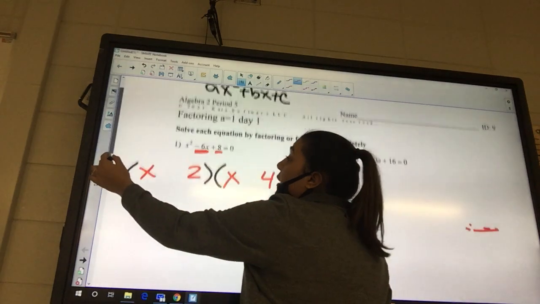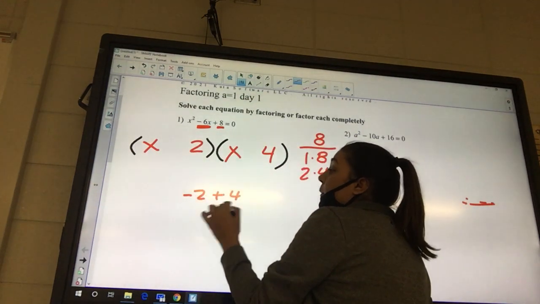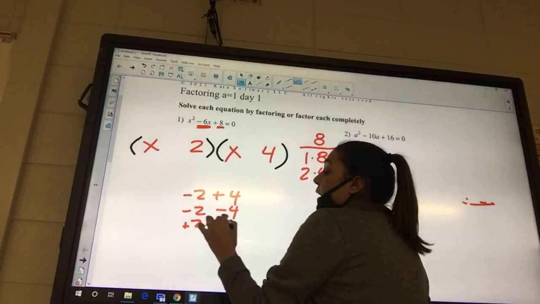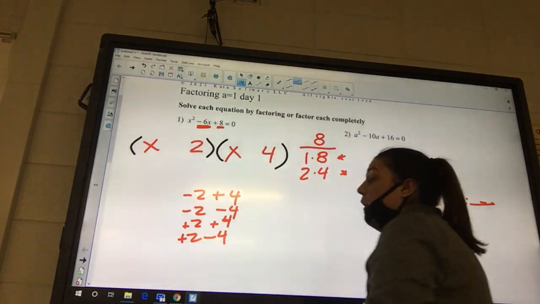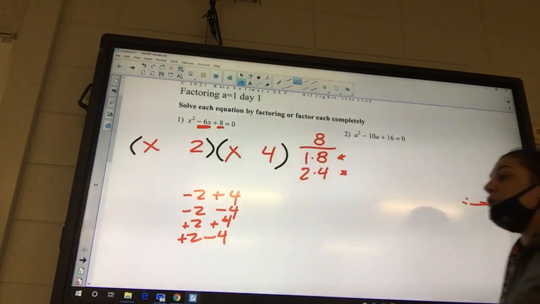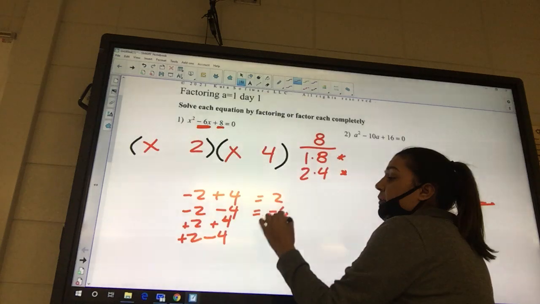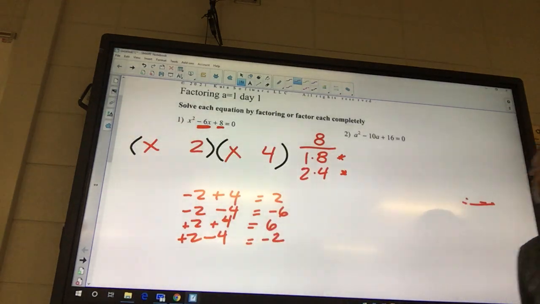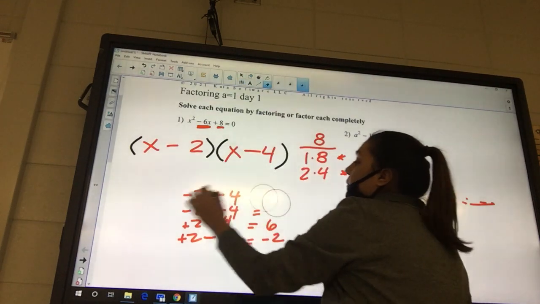And I'm going to just write them all down for you, but you shouldn't need them. Okay, you could have -2 plus 4. You could have a -2 and a -4. You could have a +2 and a +4, and you could have a +2 and a -4. Okay, and so addition and subtraction matters, because if we add these together, this one you're going to get 2. This one you would get -6. This one you would get +6, and this one you would get -2. So which group do I need? The -2, -4. So you're going to put a negative there.